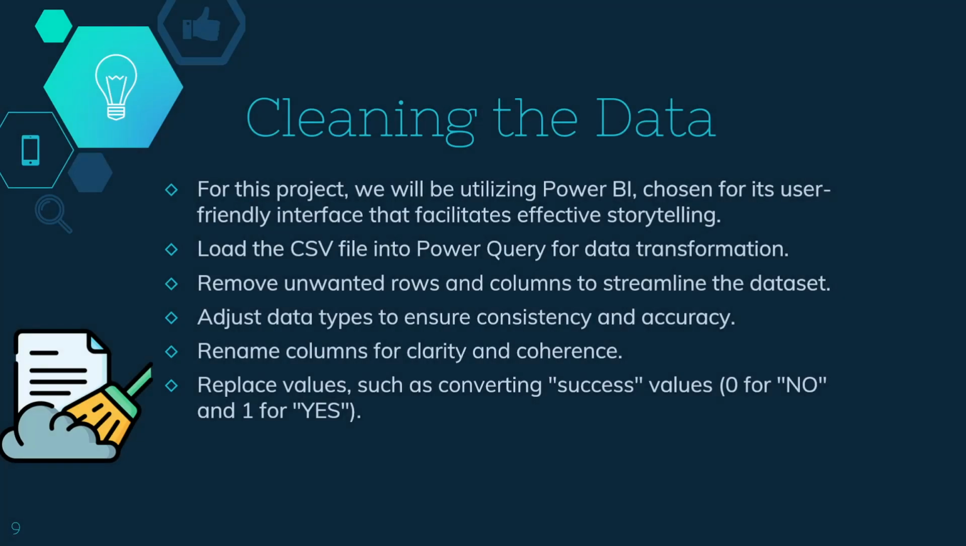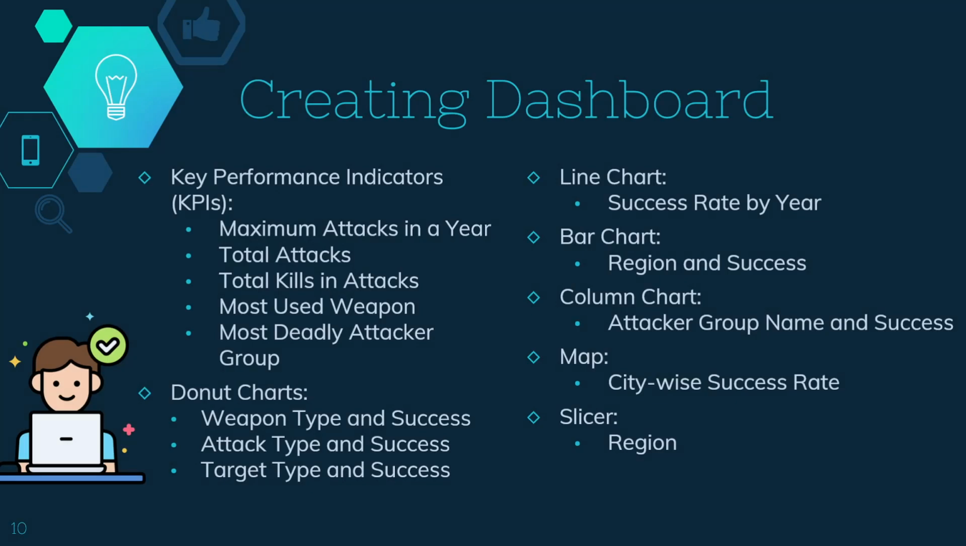Next, we load our dataset in the Power Query. This powerful tool in Power BI allows us to clean and transform our data. Then we remove unwanted rows and columns, change data types, and rename the columns for better clarity, so we can ensure the consistency of the accurate analysis. After cleaning of the data, we identify the key metrics, also called KPIs, such as the maximum attacks and total attacks. These KPIs provide a quick snapshot of overall trend and impacts.